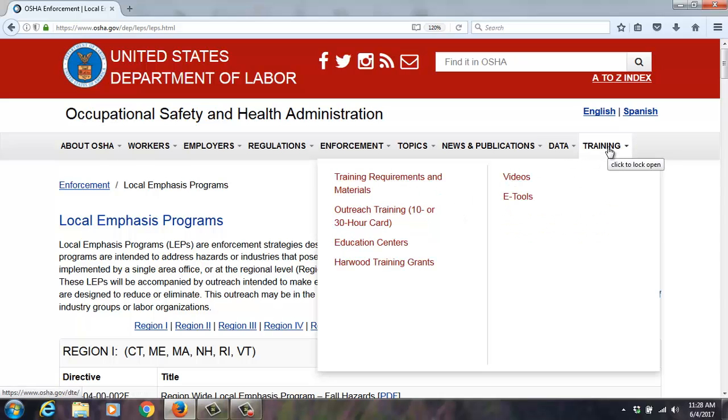And then in their training, there's more information. They've got the 10 and 30 hour cards, some e-tool stuff, some videos. When I looked, I didn't find the videos on YouTube like you would for WorkSafe BC or some other groups that post a lot of their safety videos there. But it's still very good stuff and good training information as well. And the Susan Harwood training grants. Unfortunately, initial indications are that's getting cut from the budget this year.